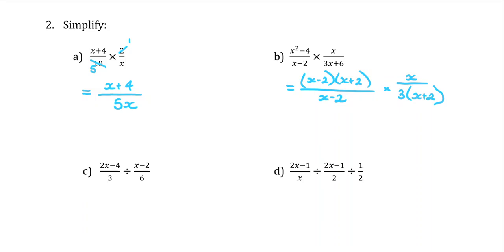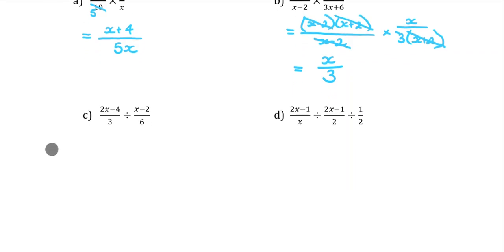So by factorizing, I can now see some more things to cancel off. The x plus 2 on the top can cancel that x plus 2 on the bottom. The x minus 2 on the top can cancel the x minus 2 on the bottom. So that the only thing that is left is an x on the top and a 3 on the bottom.